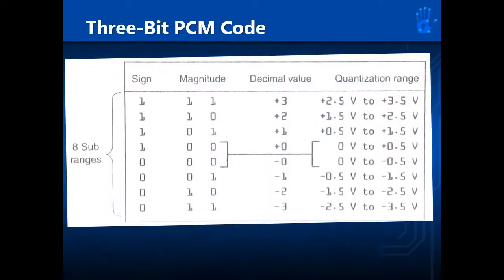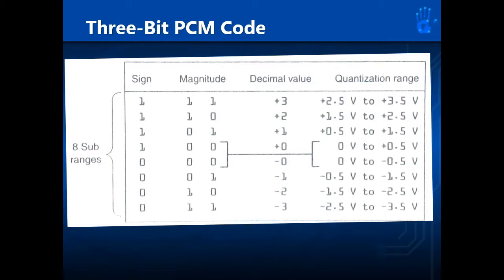3-bit PCM code. So this is again, n is equal to 3. There are 8 sub-ranges. Still, there is 1 sign bit and 2 magnitude bits. The decimal value is still positive 3 up to negative 3. As you can see here, there is an added column, quantization range.